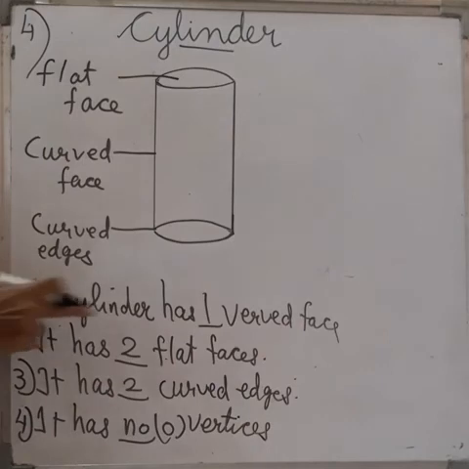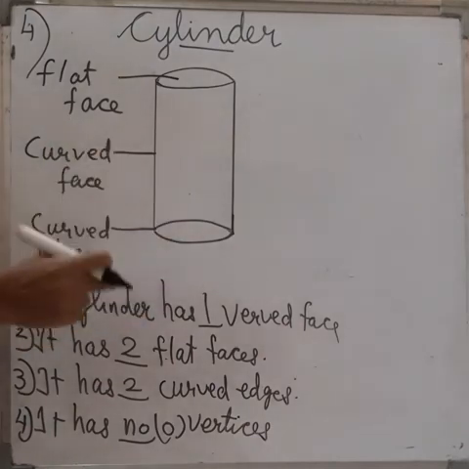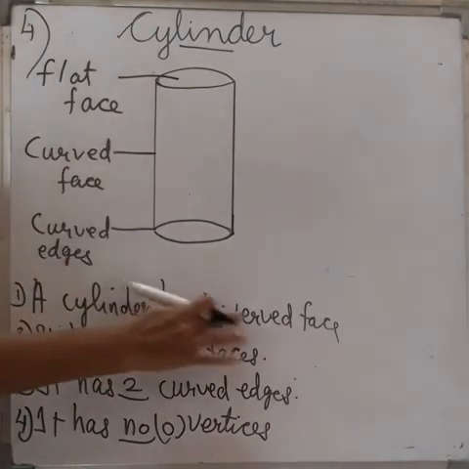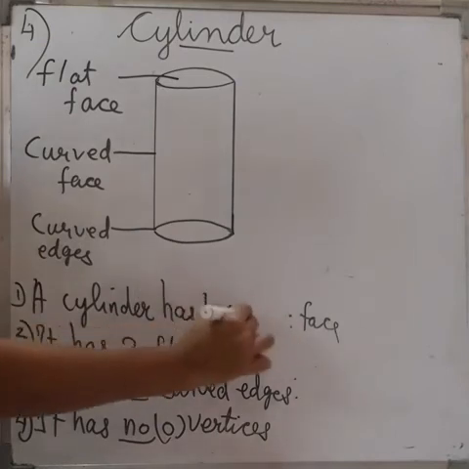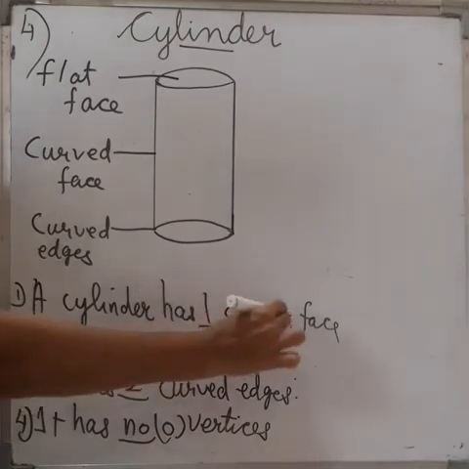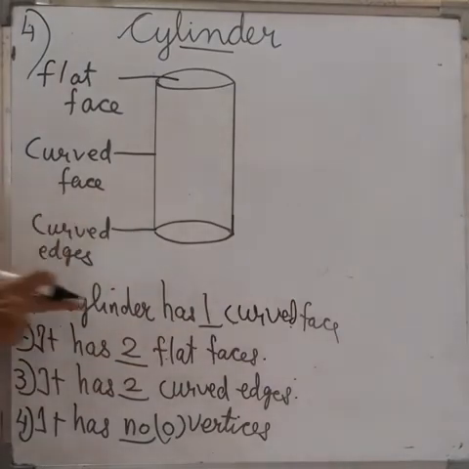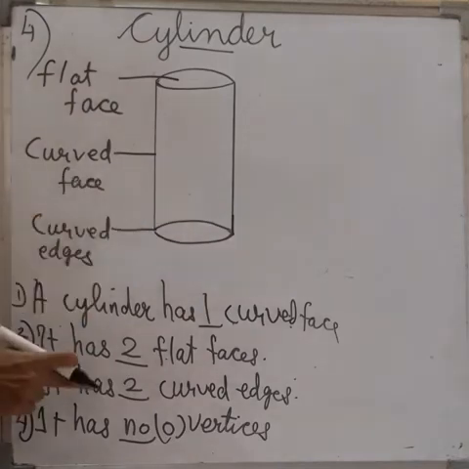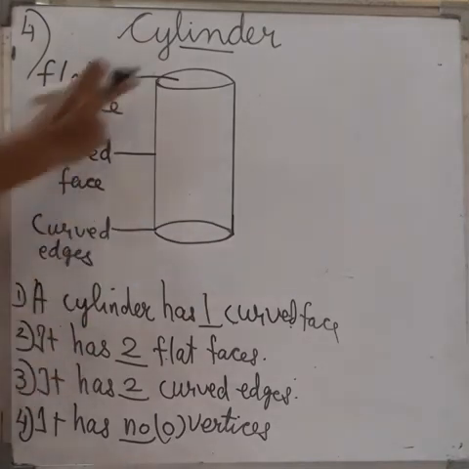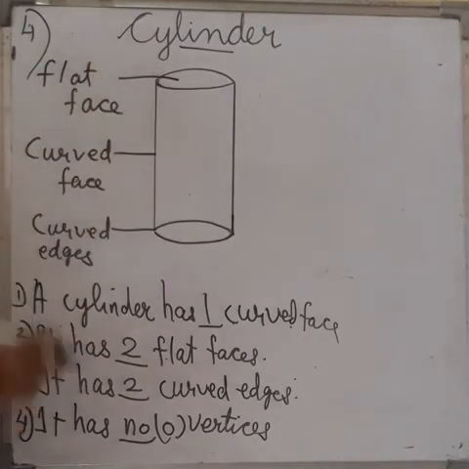So, a cylinder has one curved face. It has two flat faces and it has two curved edges and no vertices. Okay?